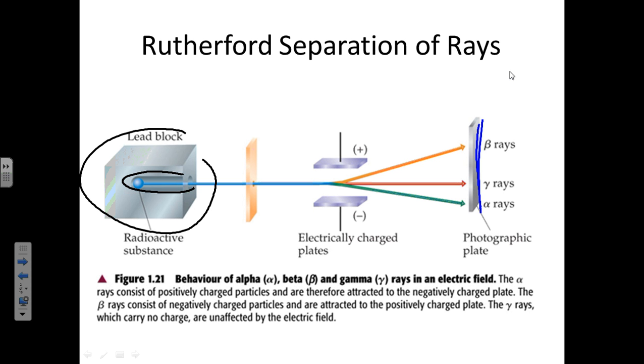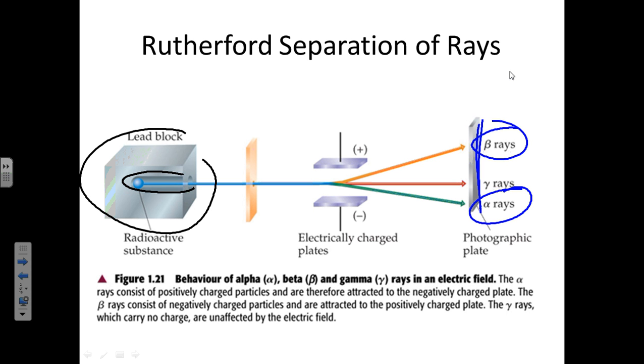Parts of that radioactive beam went toward the positive plate. Part went toward the negative. Part didn't seem to be affected at all. So he called those 3 kinds of radiation alpha. Alpha were the ones attracted to the negative plate. Beta, those were the ones attracted to the positive plate. And then what's that symbol in the middle? Gamma. Okay? And gamma weren't affected because they weren't charged.